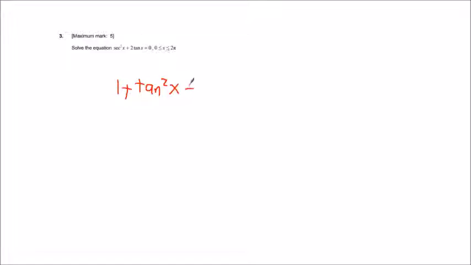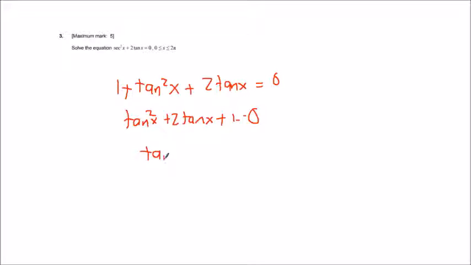Right, I think. And if you add that to 2 tan x equals 0, you will get tan squared x plus 2 tan x plus 1 equals 0, which is the same as tan x plus 1 squared equals 0. So for next you have tan x plus 1 equals 0.